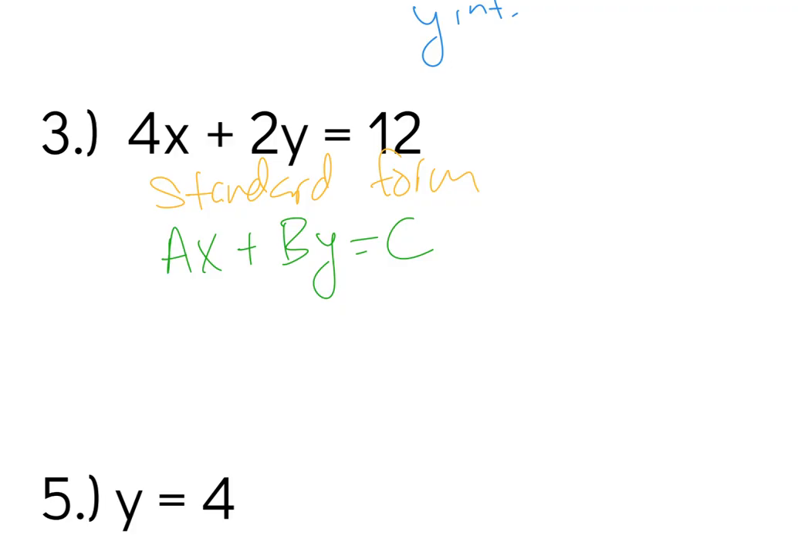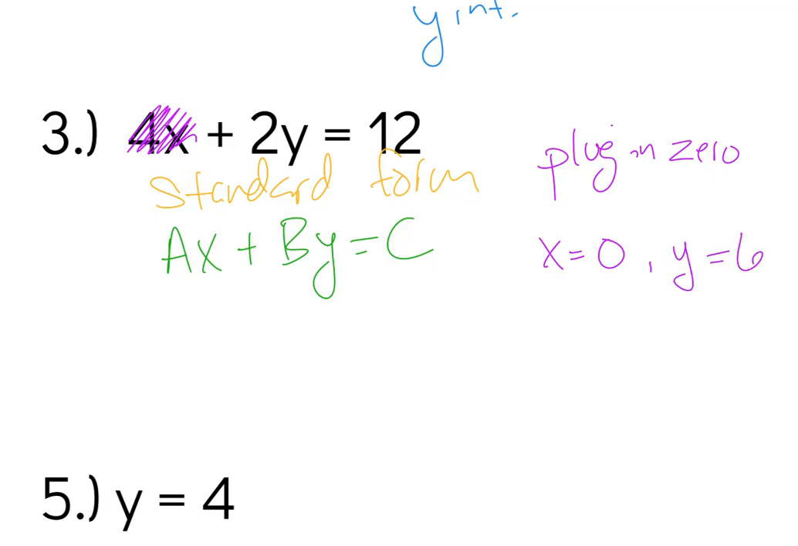You basically plug in 0, okay? So here's what you do. If you plug in x is 0, there's nothing there now, because 4 times 0 is 0. 0 plus 2y is 2y. So you can now solve that to just say, when x is 0, y is 6. You have now found what we call the y-intercept, okay?